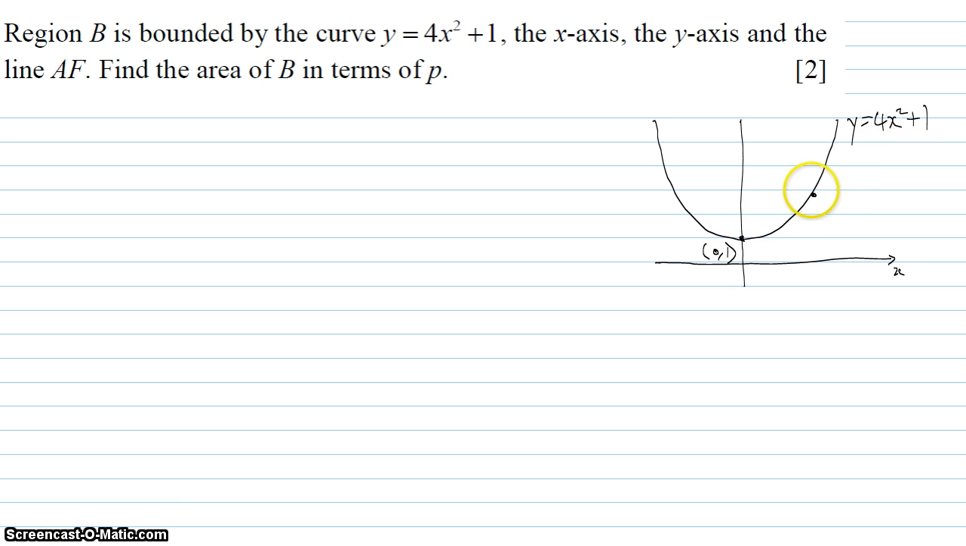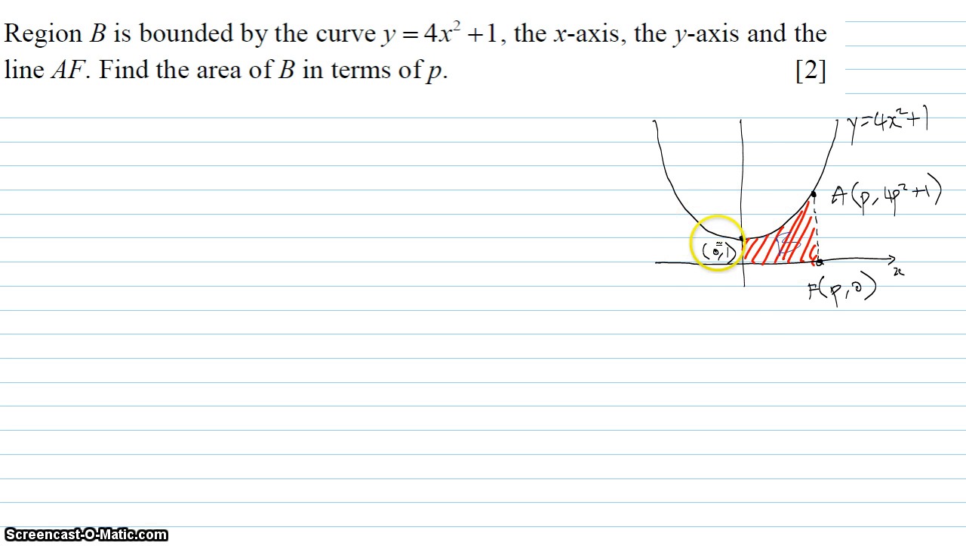We had some point here, which was A, (p, 4p² + 1). And if you recall, F is the foot of the perpendicular. So this is the point F, and that had location p, because it's on the same vertical line as A, and because it's on the x-axis, it has a y coordinate of 0. So where is the area B? The area B is bounded by the curve, the x-axis, the y-axis, and this line AF. So our region B is this area in here. This is B.